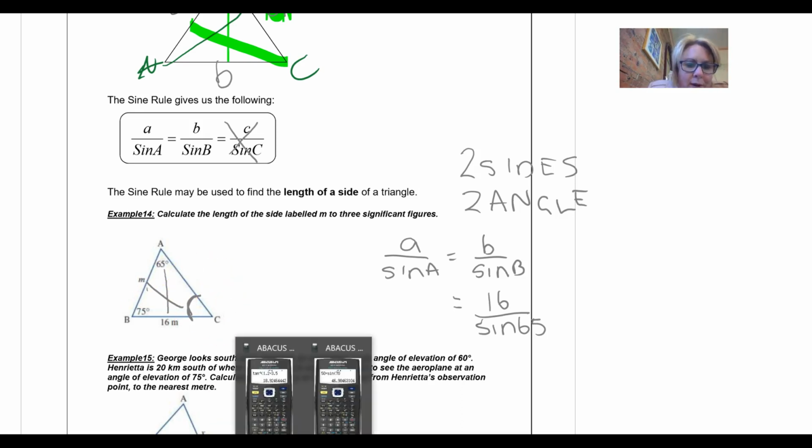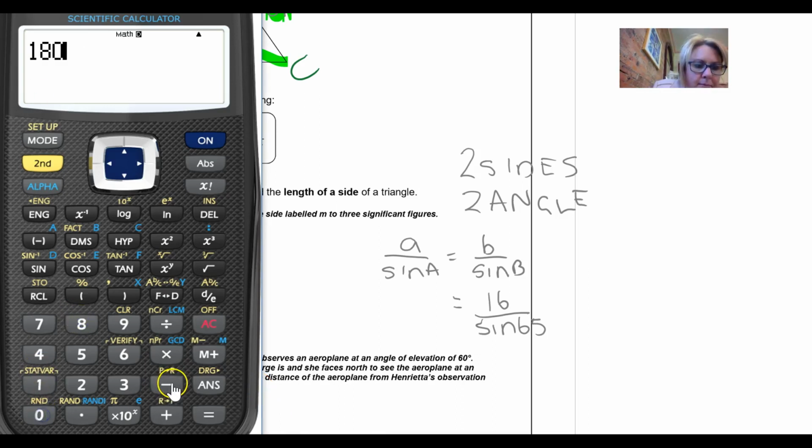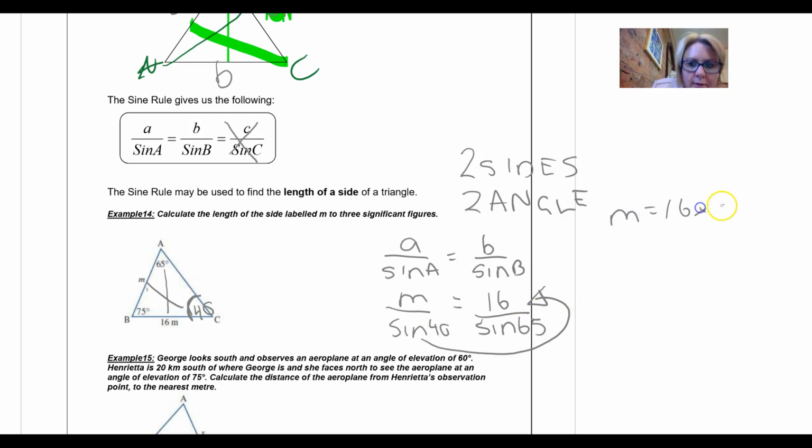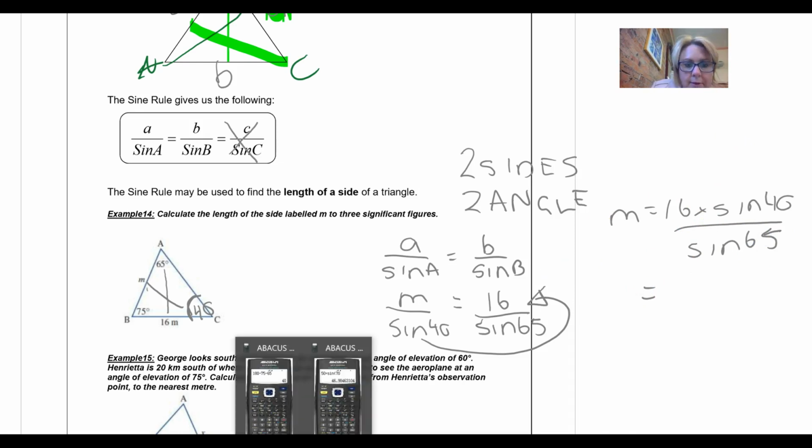All of the angles equal 180, so it's 180 minus 75 minus 65. I probably should have given you that to make it easier for you, but you're big people, you can work that out, that's 40. So now I've got another set, m on sine 40. Now if I times that up here, m is 16 times sine 40 over sine 65, then I've got m. I just have to put it in my calculator.